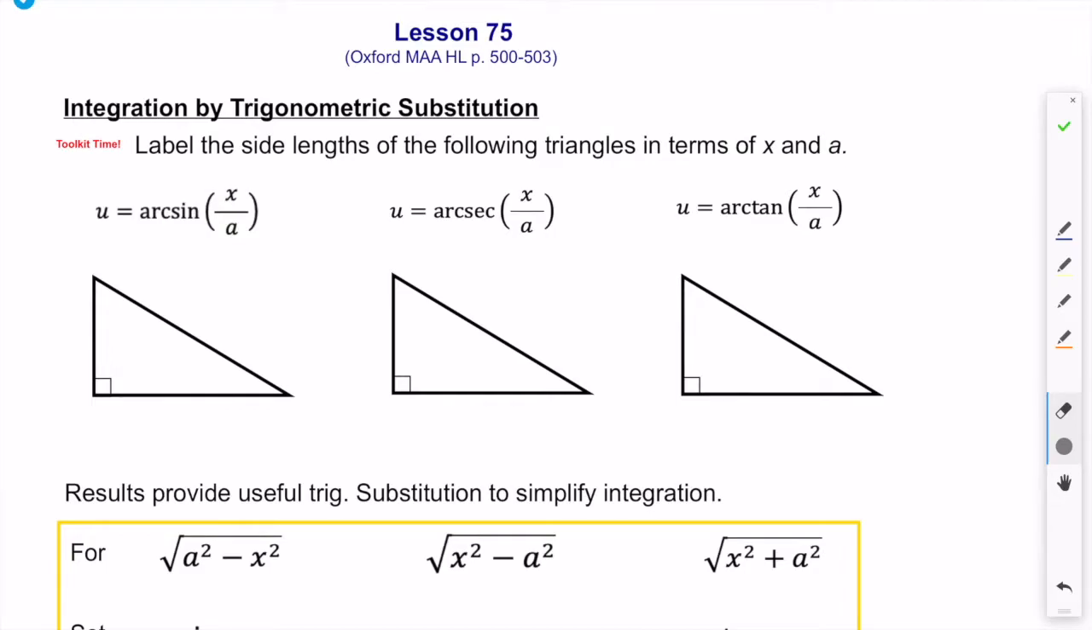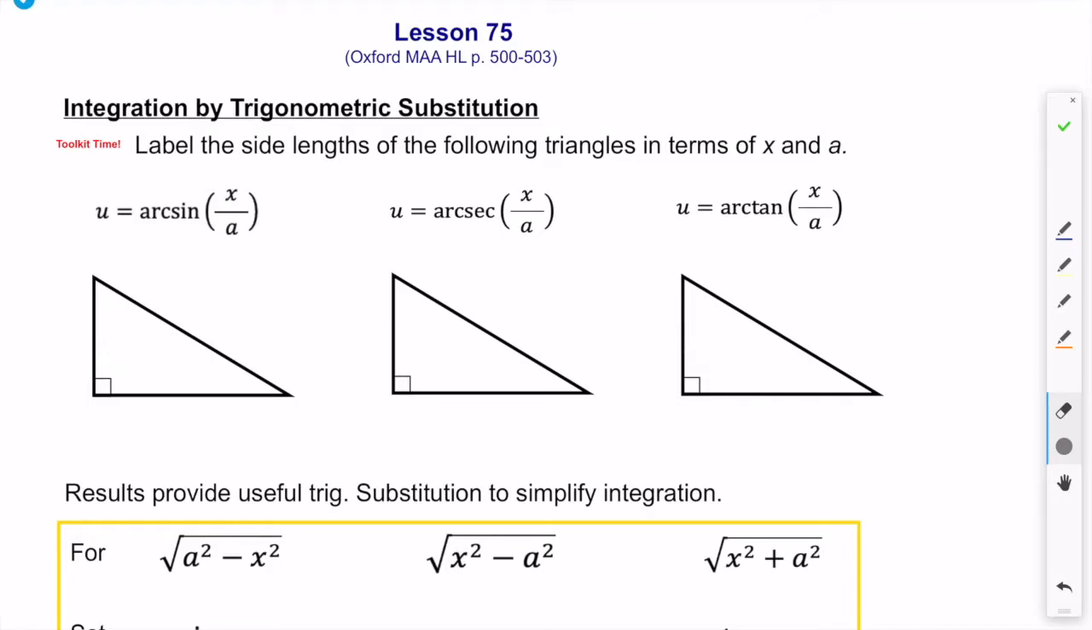Before we learn how to use trig substitution, I just want you to do a warm-up. Take a look at the expressions given below: u equals arc sine x over a, u equals arc secant x over a, and u equals arc tan x over a. Use this information to label all three sides of each one of these right triangles. Pause the video and come back to this when you're done.